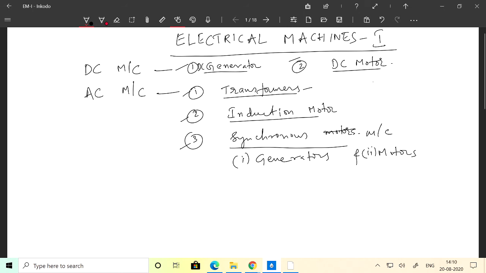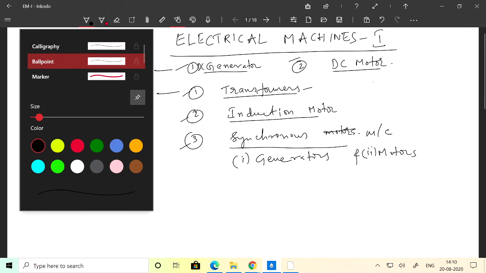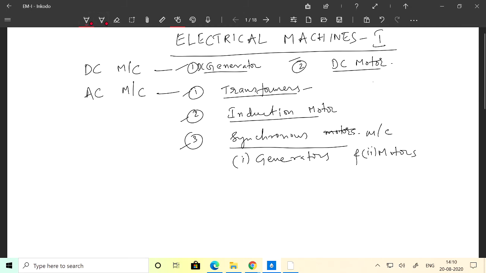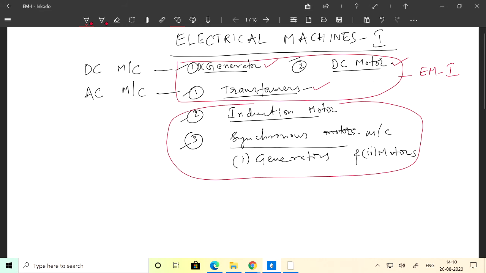Okay, so in this subject electrical machines 1, you are going to deal with DC machines, that is DC generators, DC motors and transformers. So these machines you are going to study in EM1, and next these machines you will be studying in EM2.